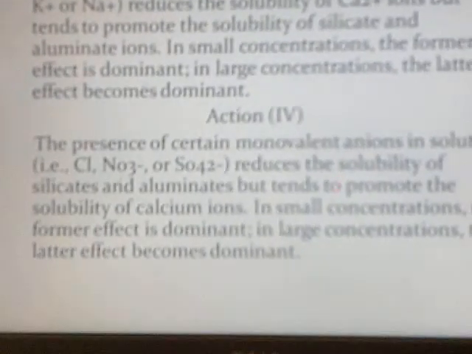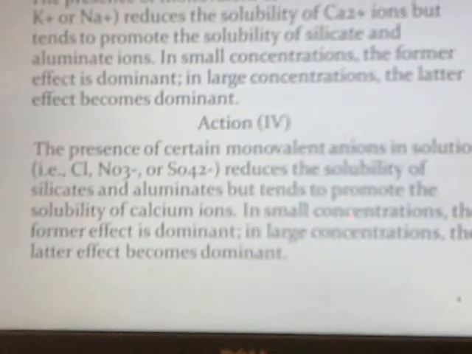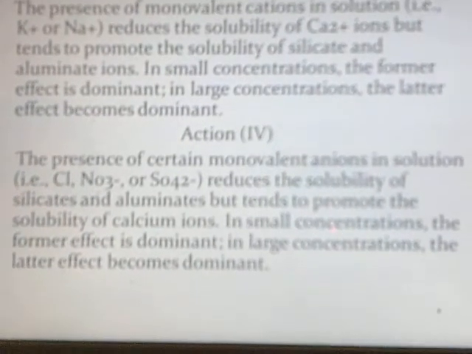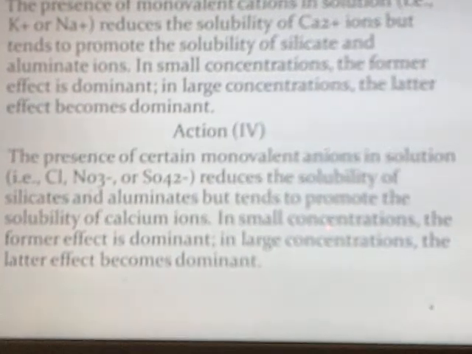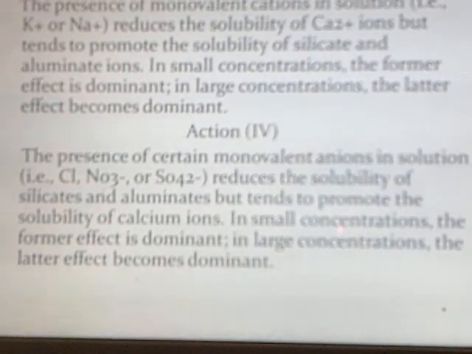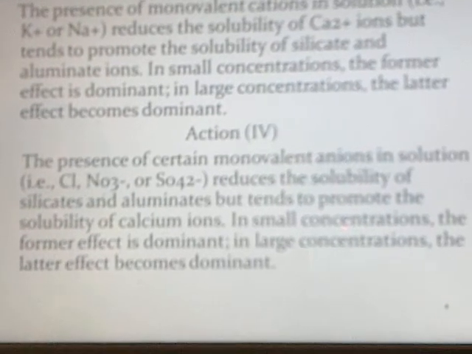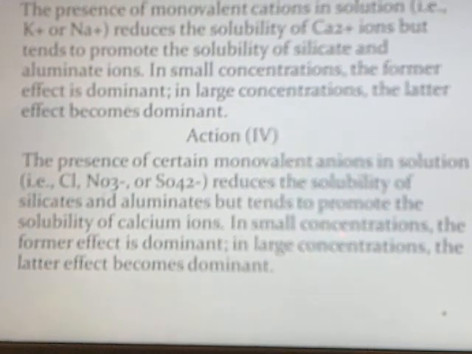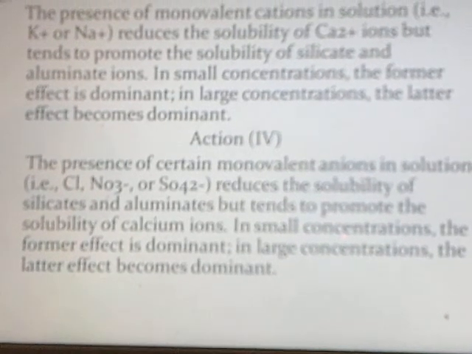In the smaller concentration, the former effect is dominant, and in the larger concentration, the latter effect becomes dominant. Action 4 explains that the presence of certain monovalent anions in the solution reduces the solubility of the silicates and aluminates but tends to promote the solubility of the calcium ions. In the smaller concentration, the former effect is dominant, and in the larger concentration, the latter effect is dominant.